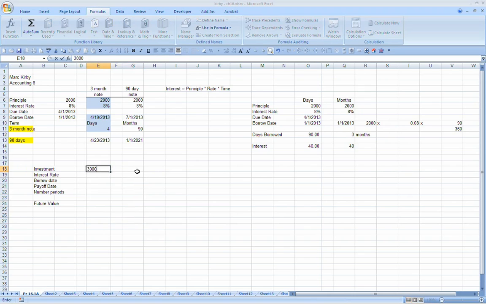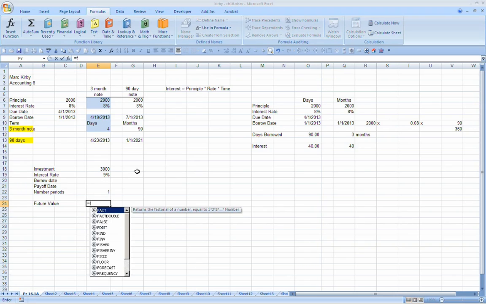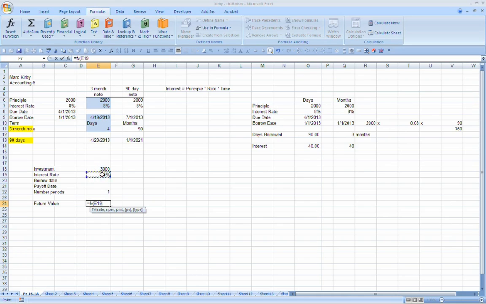New note, $3,000. We're going to invest $3,000. We're going to put it in a bank account that earns 9%. Okay? We're going to put it into the bank for 1 month. The future value equals FV at 9%. Notice it wants the rate. I keep trying to point at this with my finger. I got to do the mouse.